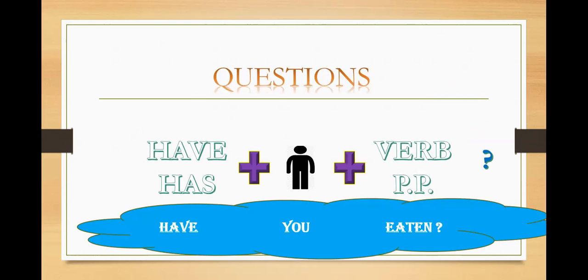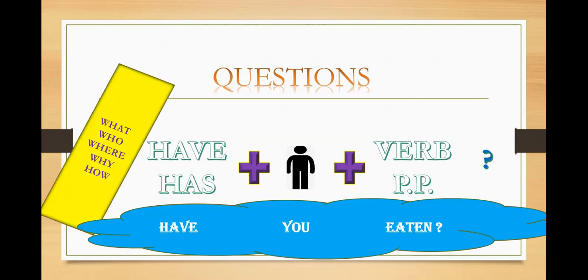Okay, now if we want to make these questions open questions, we want to transform them into that, we just put that WH question word before our structure. What have you eaten? Who have you eaten? If you're a zombie. Where have you eaten? Why have you eaten? How have you eaten?